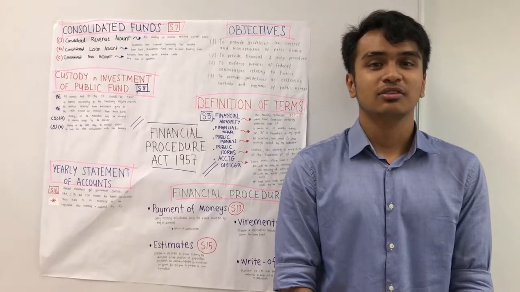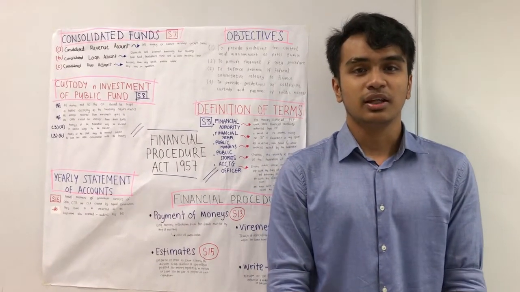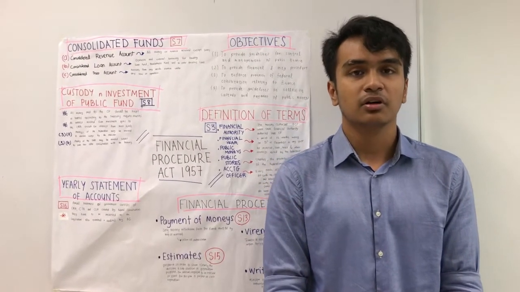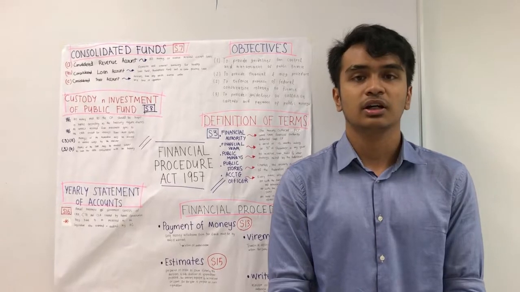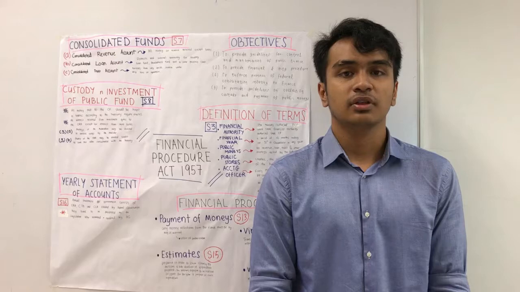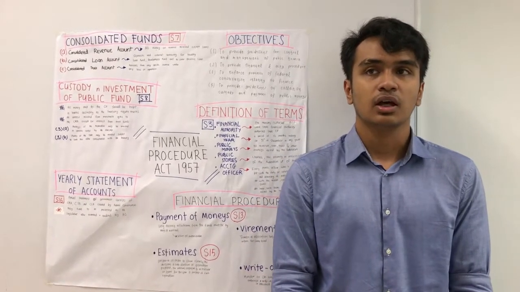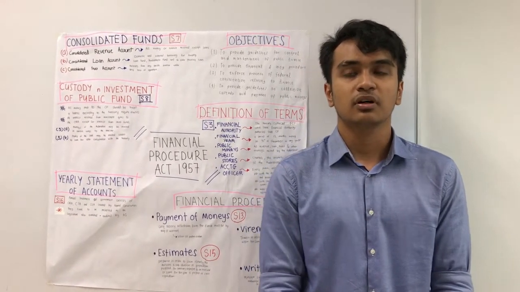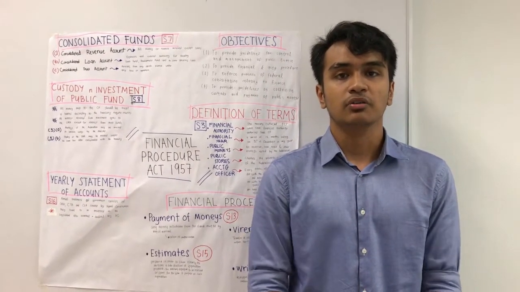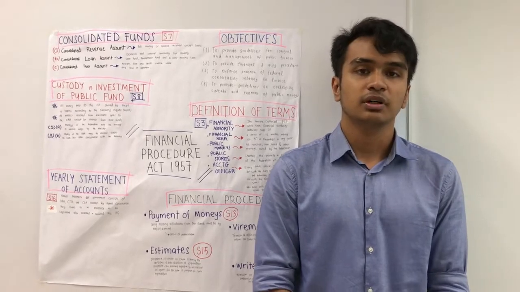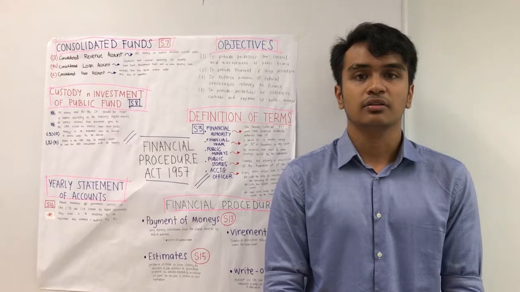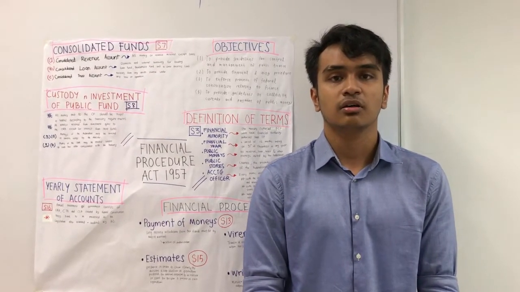Next from the definitions are the public stores. Public stores are chattels which are in possession of the federal government or any of the other state governments. And the final one is accounting officer. An accounting officer is any public officer who has the duty of collecting, receiving or accounting and disbursing of the public monies. They are also charged with the receipt and the custody of the public stores.